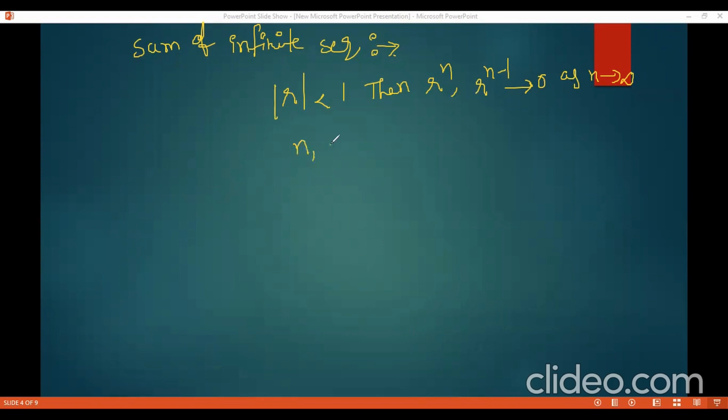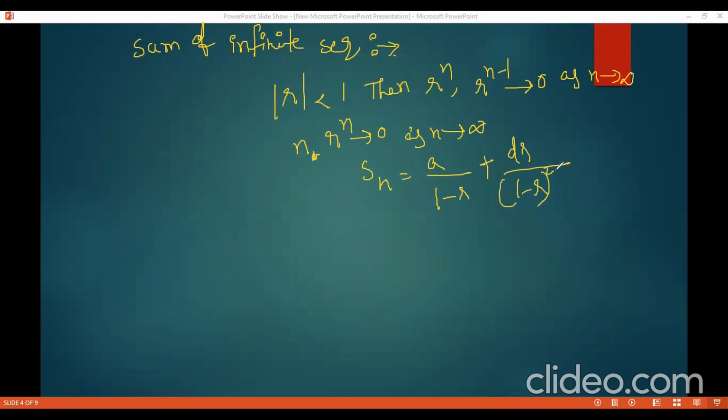n into r to the power of n tends to 0 as n tends to infinity. Okay. So we obtain, how do we get? S infinite is equal to, first we will write Sn. Sn is equal to a by 1 minus r plus dr by 1 minus r square, as n tends to infinity.